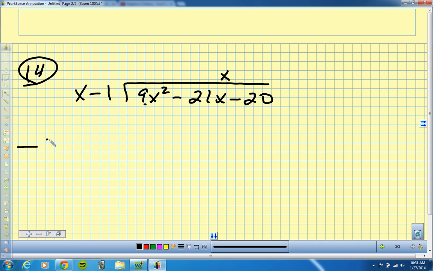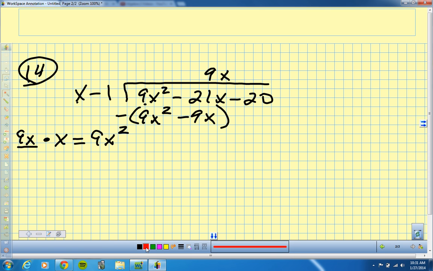So I'm going to say what times x equals 9x squared. 9x. So all I have to do is add the 9 in front of that x. So I have 9x times negative 1, which is negative 9x. Then I have 9x times x, which is 9x squared. Put it in parentheses, switch the sign. And then we have 21 plus 9, 12x here.